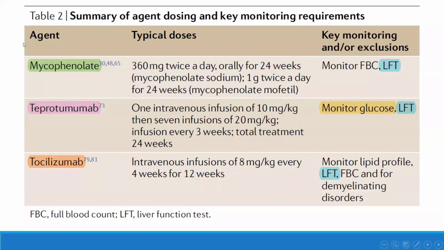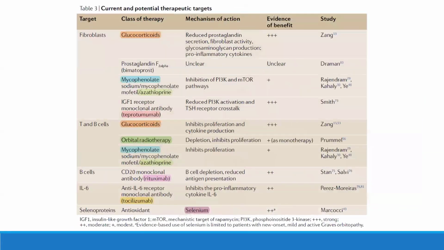This is another drug used for management of Graves' orbitopathy, mycophenolate. Don't forget we need to monitor CBC and liver function tests. For another one, we should monitor blood glucose and liver function tests. And for another one, we should monitor lipid profile and liver function tests. This is the dosage, and this is a table extracted from, I think, Nature Endocrinology. These are the current and potential therapeutic targets used for management of Graves' orbitopathy.